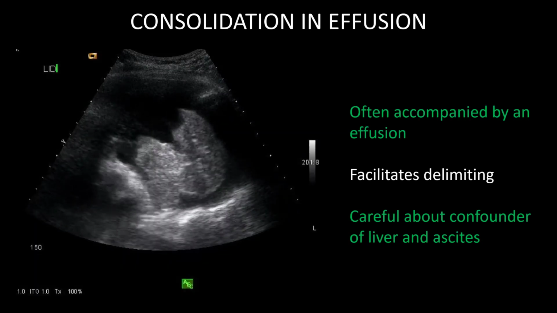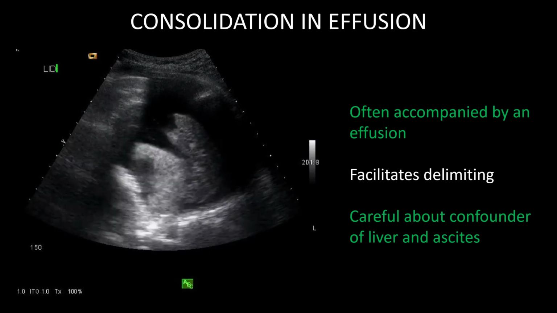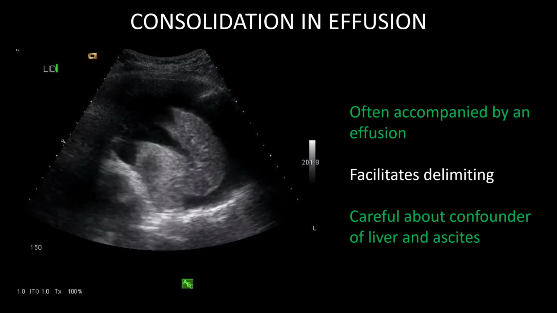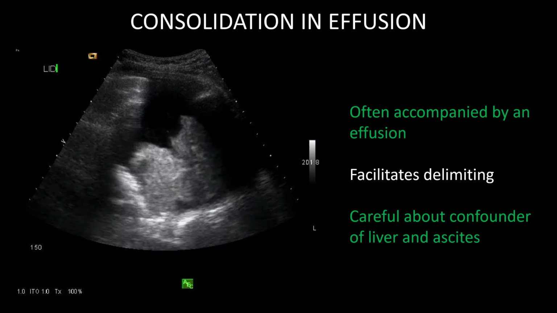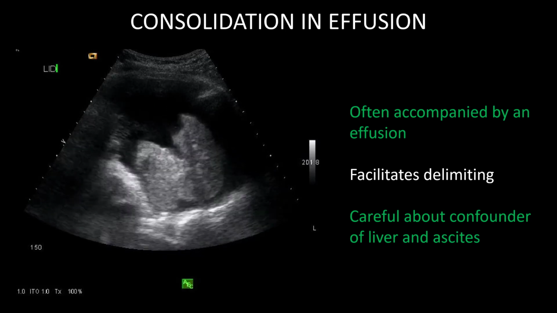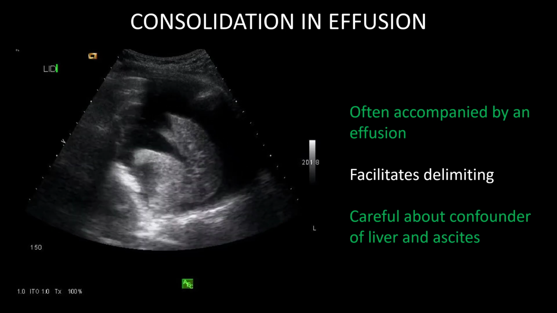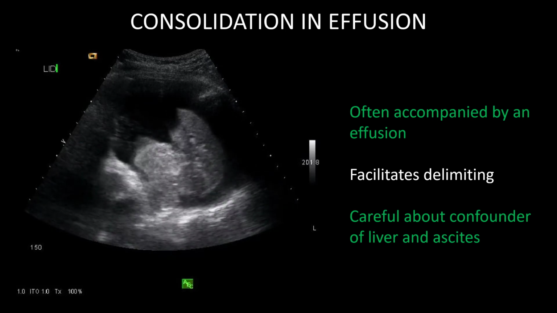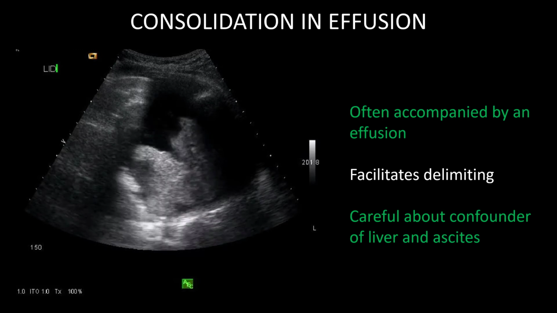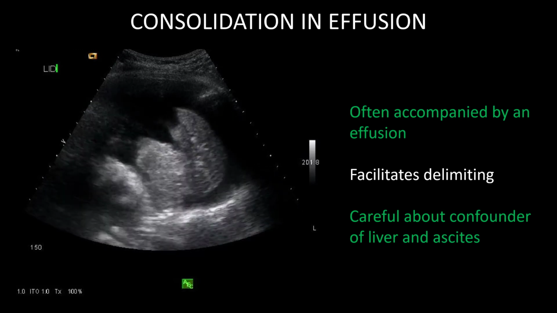Consolidations are often accompanied by pleural effusions, which tend to make them more apparent and facilitate their delineation. It is critical to properly determine the position of the diaphragm, particularly if assessing the right side of the patient, as liver and ascites are sometimes confused with them. This is particularly present if the diaphragm is abnormally high, which is common in critical care patients.